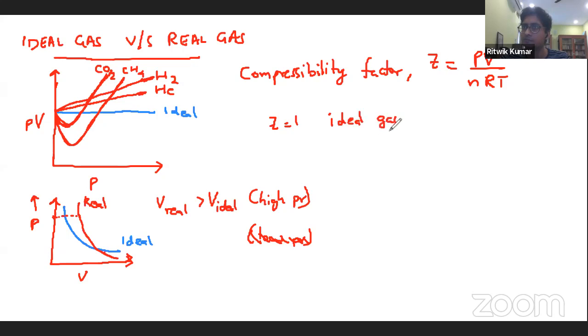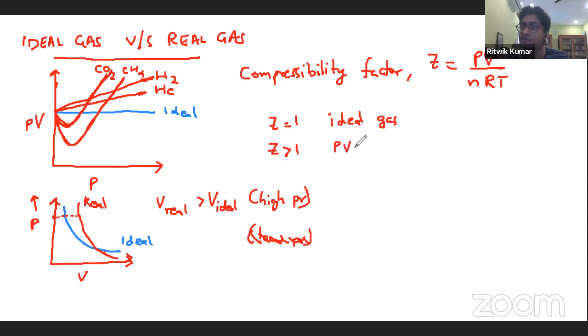behavior, right? If Z is greater than 1, what does that mean? Z greater than 1 means PV is greater than nRT, right? Or you can say, as you can see from the PV graph here that I've shown with the real versus ideal, for the same pressure, the volume is greater than that of the ideal case.